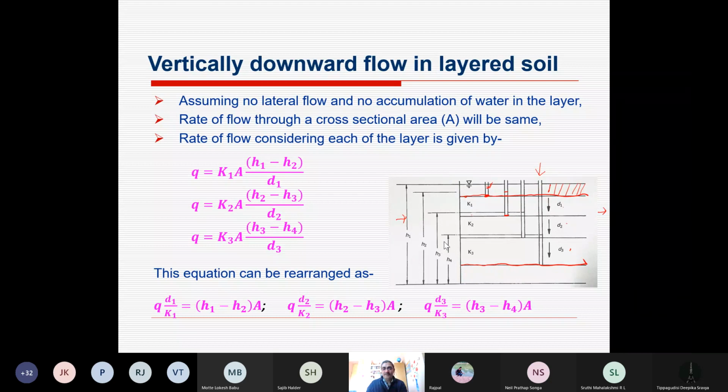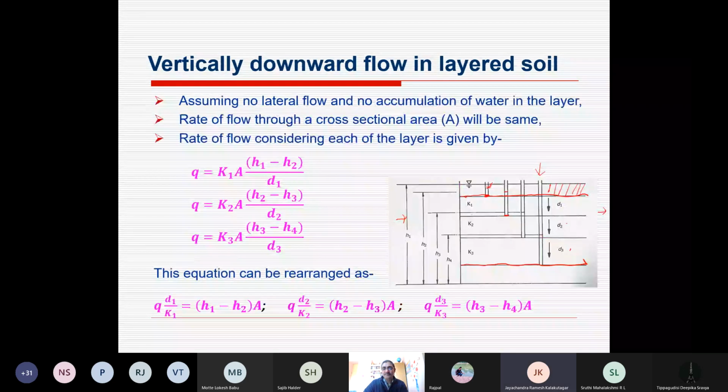Yeah, Jaychand. Yes, sir. Do you know what will be the level of hydraulic head at the bottom of the first layer, if it is a flooded system? No idea, sir. It will be at the level of water or not?